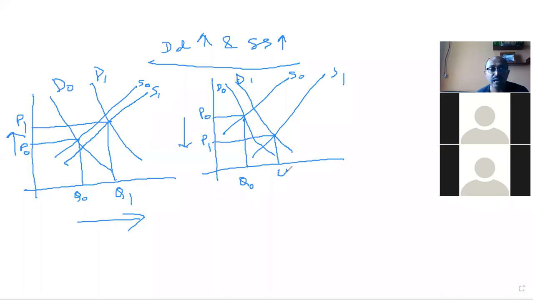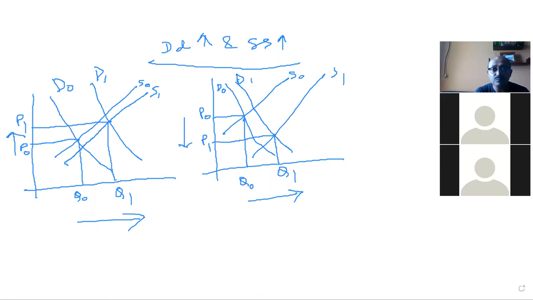Now, quantity will go up. Why? Because both demand and supply are increasing. So whenever both are rising, quantity will be increasing for sure. But the effect on price will be different. If proportionate increase in demand is higher than proportionate increase in supply, price will go up. If proportionate increase in supply is higher than proportionate increase in demand, price will fall.